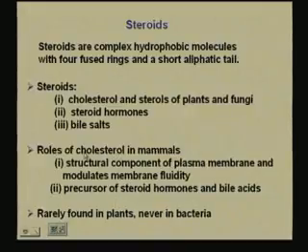And cholesterol, we will see, is not found in plants. There is another form found in plants called stigmasterol, which we will see in the next slide. So, what are the uses of cholesterol? They are in the modulation of membrane fluidity and also as a structural component in the plasma membrane.